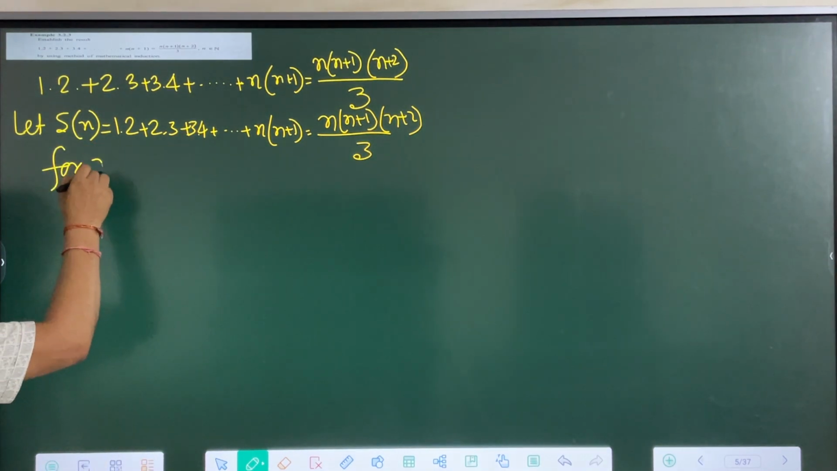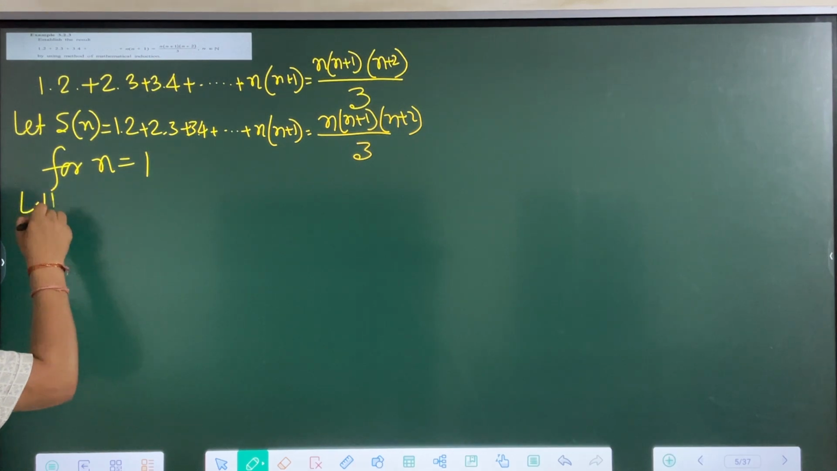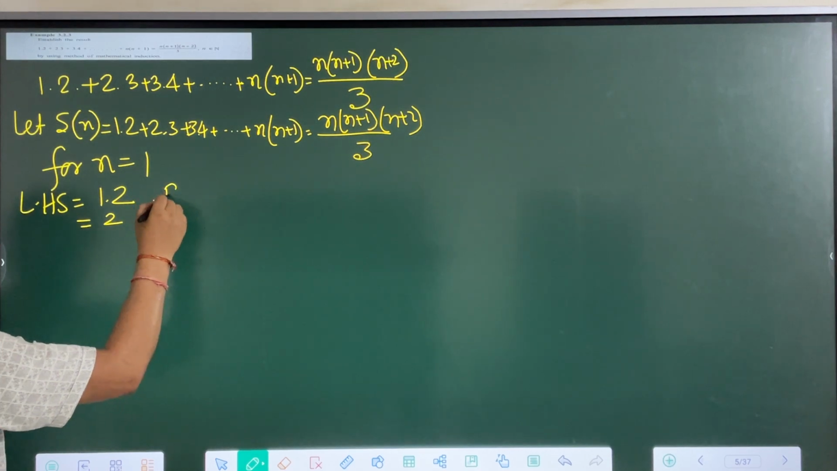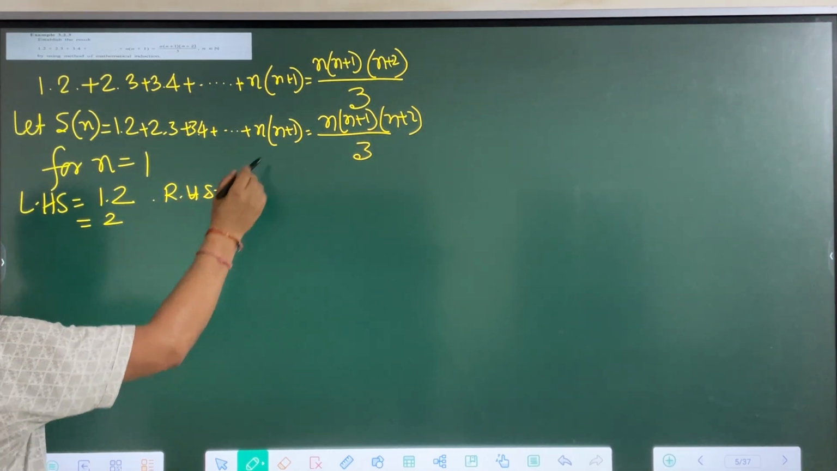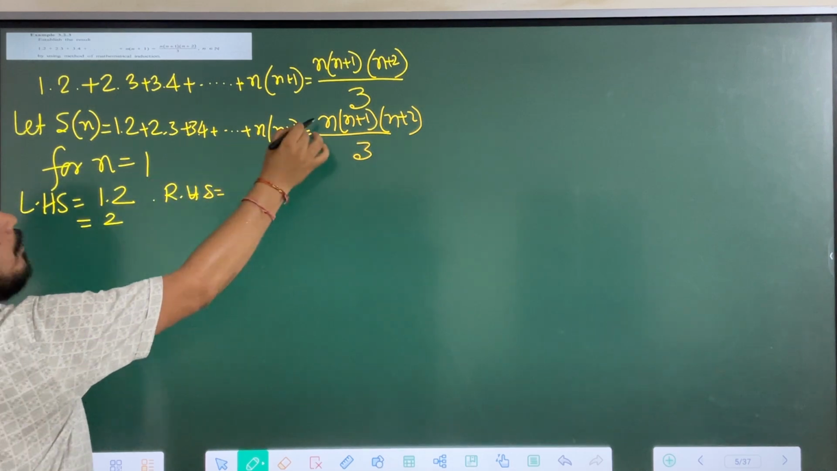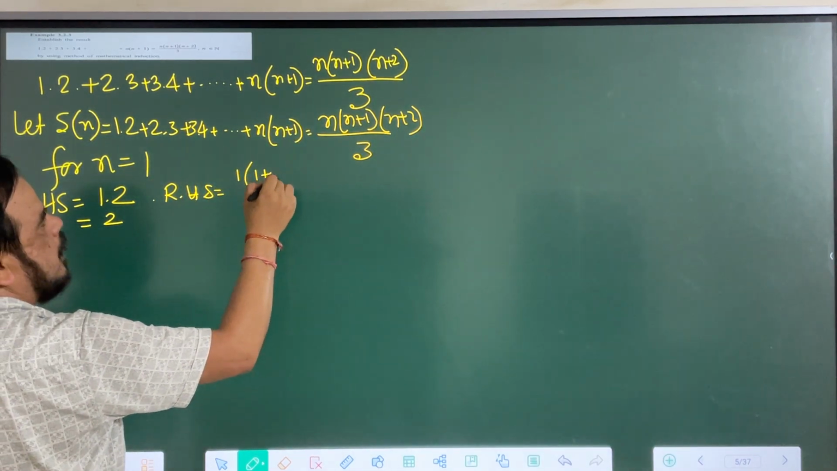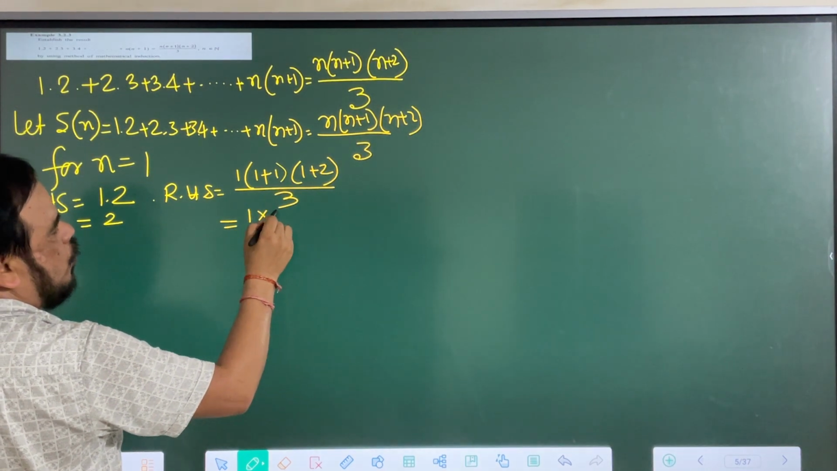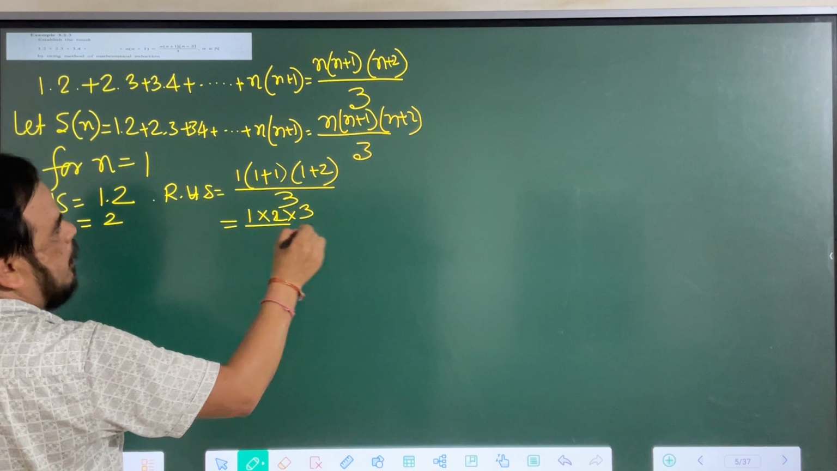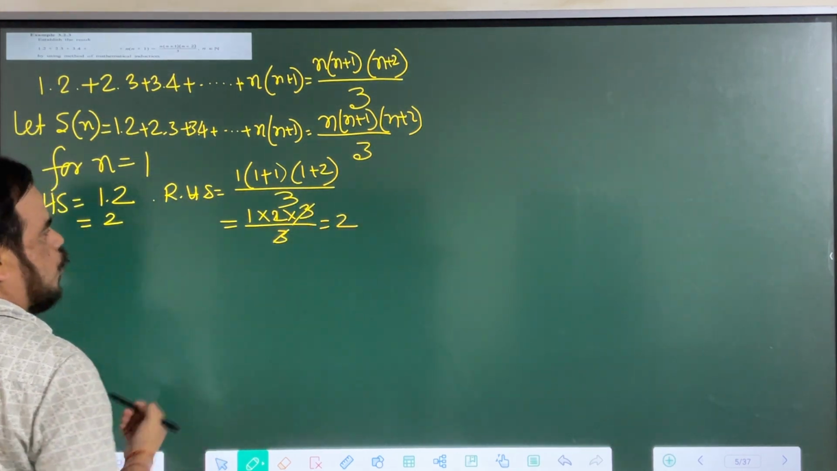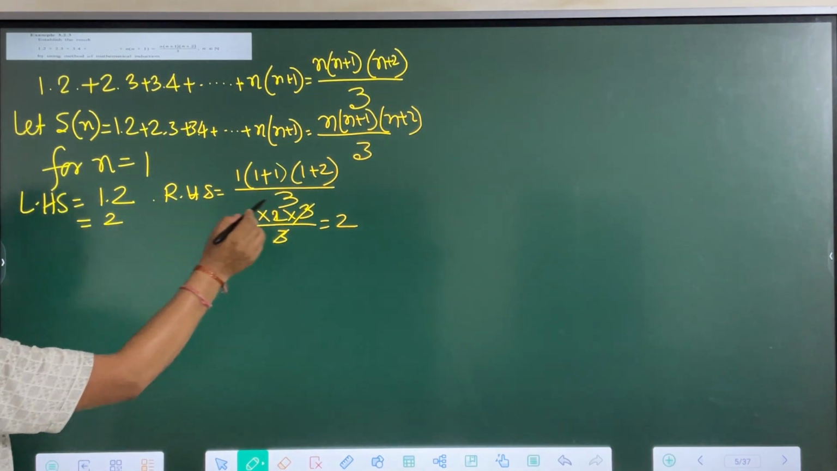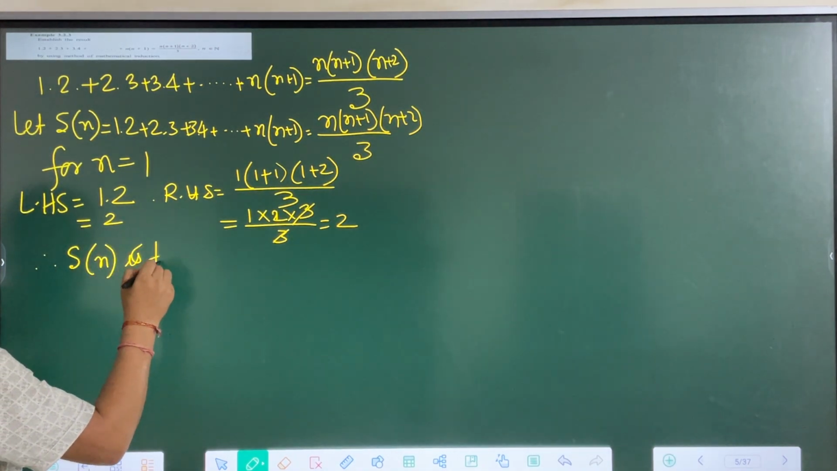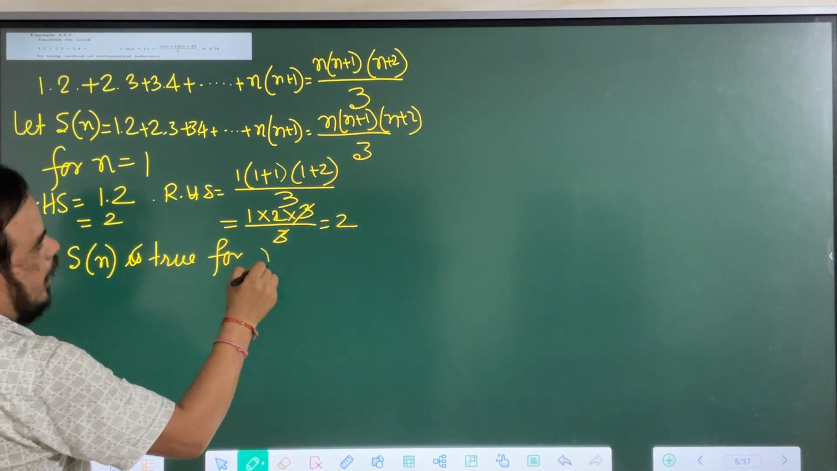Now for n equals to 1. So LHS equals to 1 into 2. First term. 1 into 2 is 2. So right hand side, this one. N equals to 1. So in place of n we will put 1. 1 into 1 plus 1, 1 plus 2 by 3. So 1 into 2 into 3 by 3. So 3 cancel. What is that? 2. So LHS is 2, RHS is 2. So therefore Sn is true for n equals to 1.